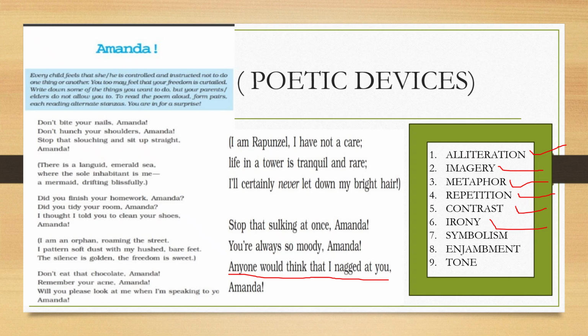Then seventh one is symbolism. What is the meaning of symbolism? Using symbols to represent deeper meanings. For understanding deeper meanings, we use some symbols. Here we use a poetic device. Symbolism means using symbols to represent deeper meanings.